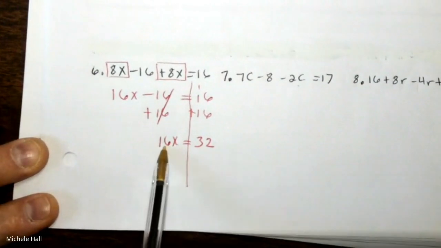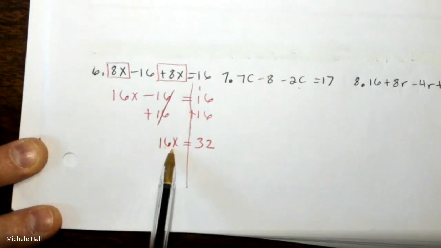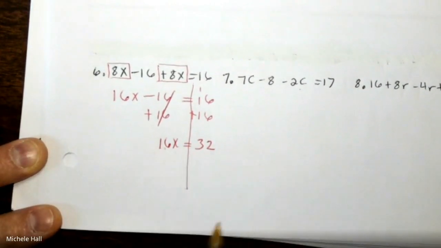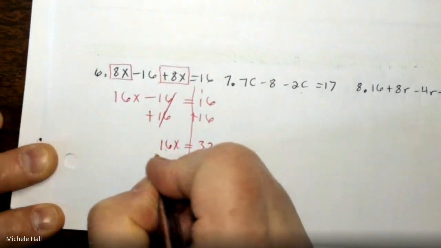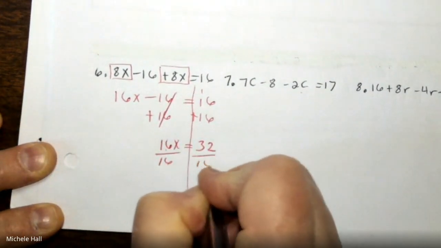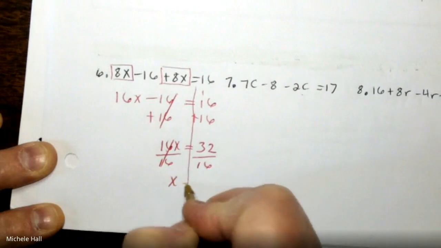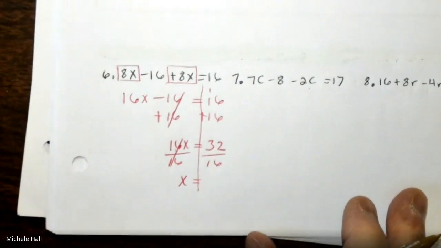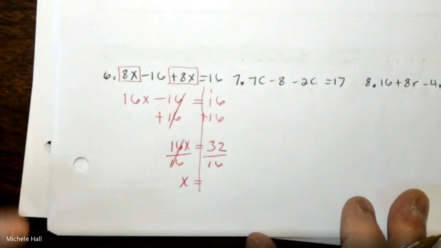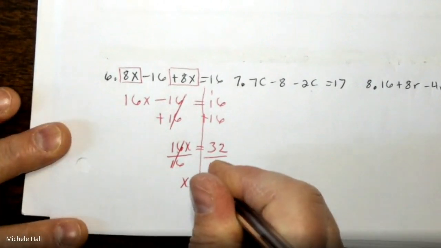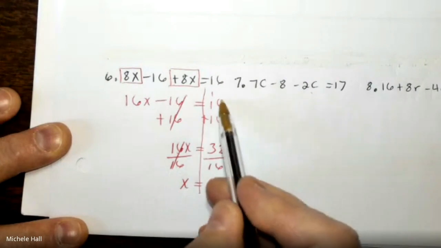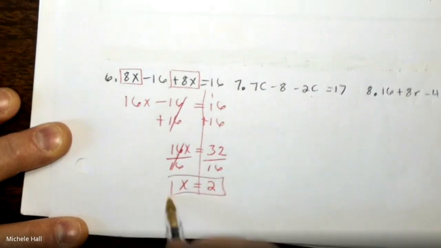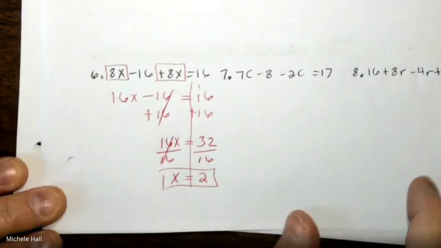Lyric, what's being done to the variable here when it says 16x? And the opposite of multiplying by 16 is divide by 16. 32 divided by 16 is 2. 16 times 2 is 32, or 16 plus 16 is 32. Same thing.